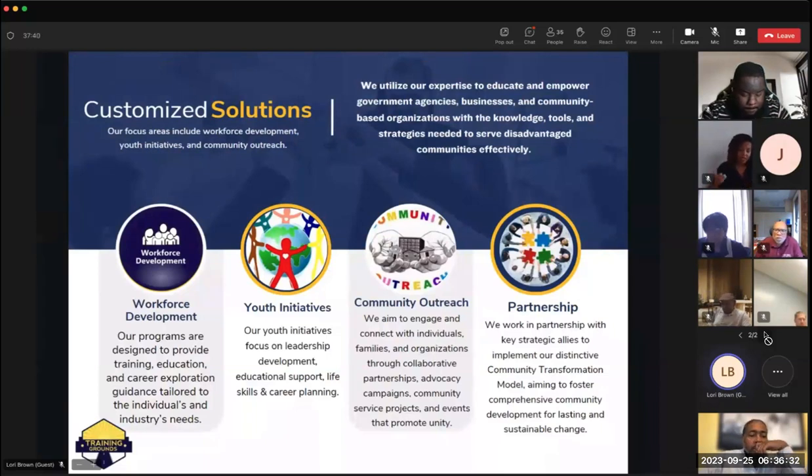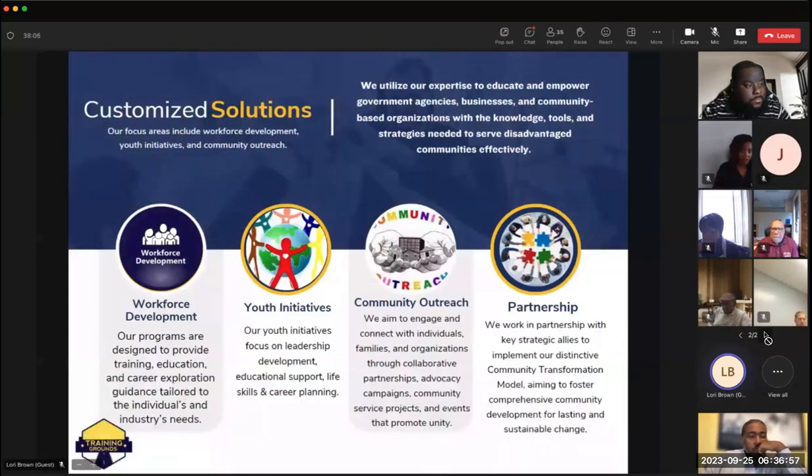And we have seen that we can have a much greater impact as we unite together in a common vision and mission. So our community campaigns, community service projects, and events all center around promoting unity within the community around a common goal. And lastly, partnerships, which I've mentioned.